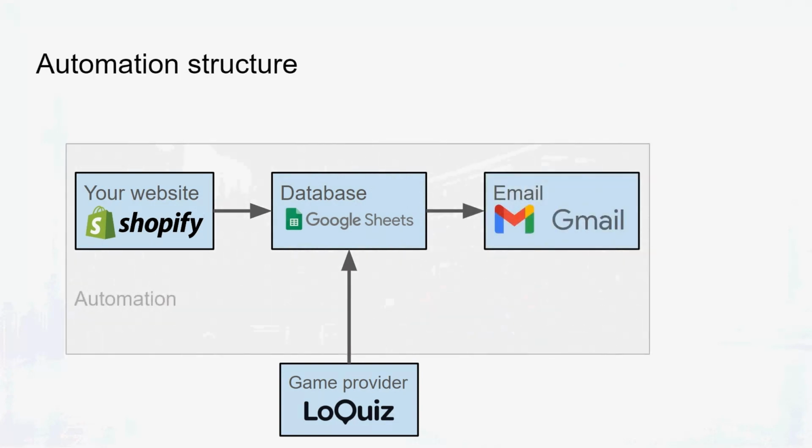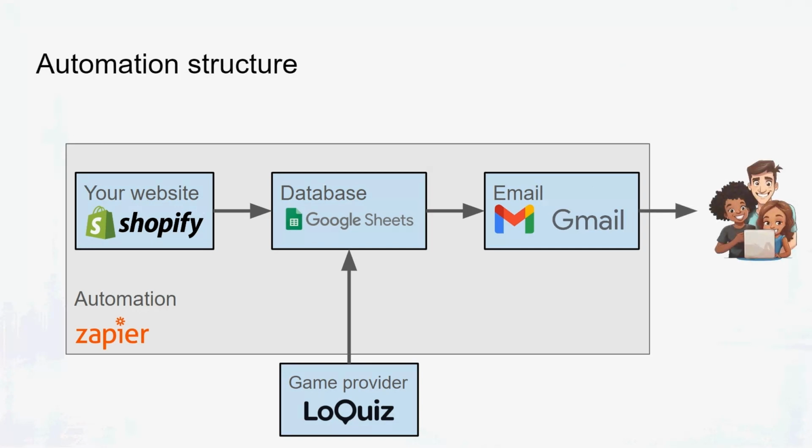All of these tools, but Loquiz, will be connected with our automation tool, Zapier. And so we'll automatically make our final players happy. They'll automatically receive their tickets for their tour, thanks to the automation structure we'll build together. First, we will set up Loquiz, your game provider. There will be a few steps to follow to make your tickets ready to prepare your automation. Let's see what we do with Loquiz.